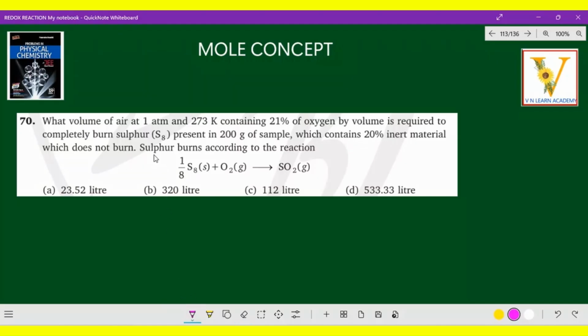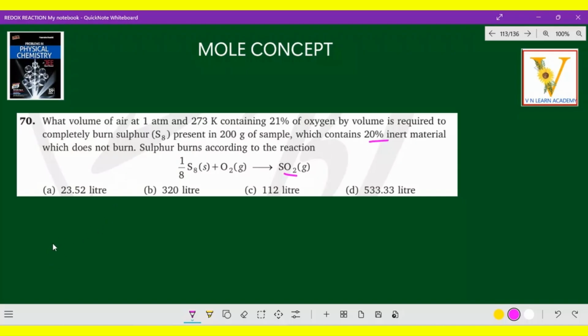Right now here, sulfur burns according to the reaction: 1/8 S8 plus 1 mole of oxygen gives 1 mole of SO2. Now in the question they are asking for volume. What is the exact volume of oxygen required for this reaction? Given mass of S8 is 200 gram of sample, which contains 20% inert material that does not burn.